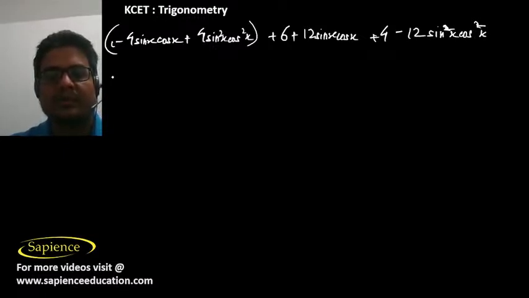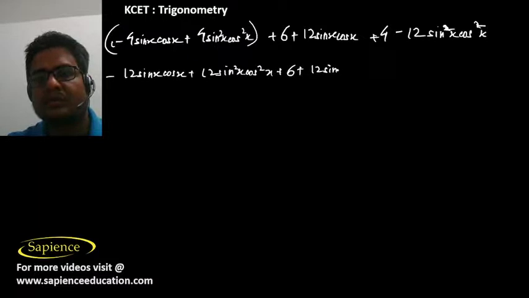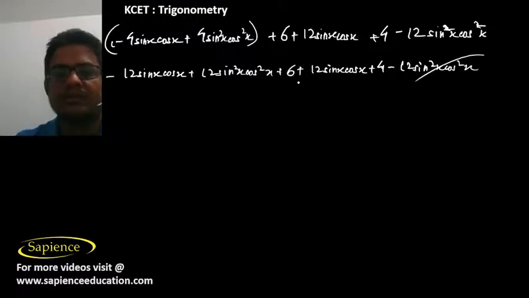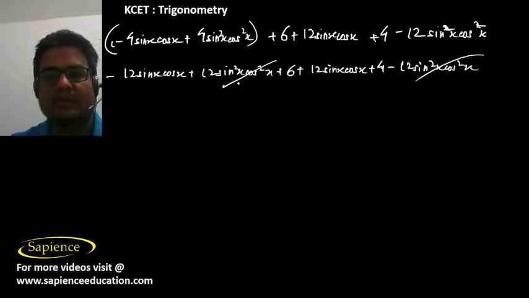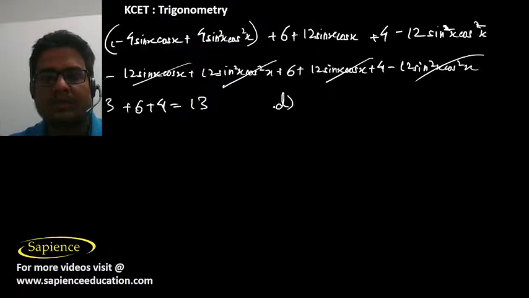So this will be 3 minus 12 sin x cos x plus, 4 threes are 12, 12 sin square x cos square x, plus 6 plus 12 sin x cos x plus 4 minus 12 sin square x cos square x. So 12 sin square x cos square x and 12 sin square x cos square x will cancel, and 12 sin x cos x, 12 sin x cos x will cancel. So this is 3 plus 6 plus 4, that is equal to 13. So option D is the correct answer.